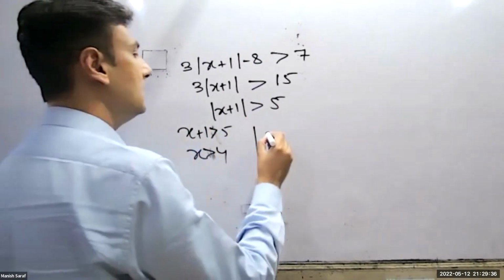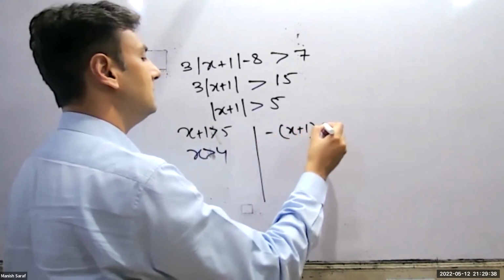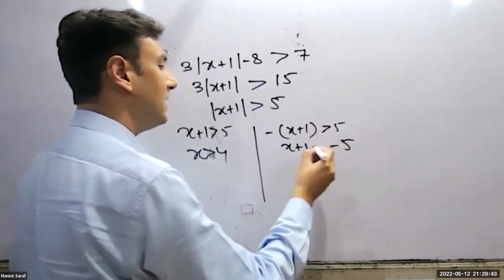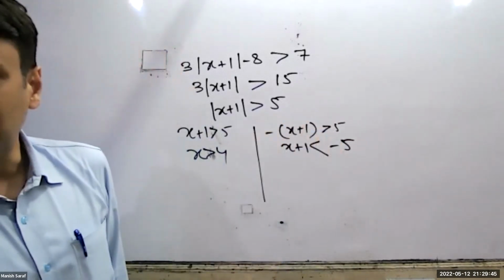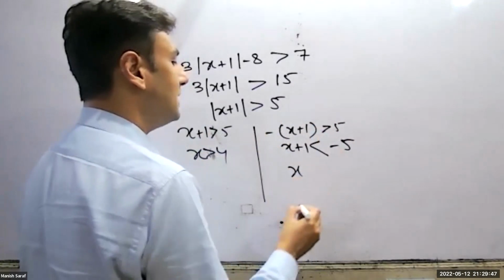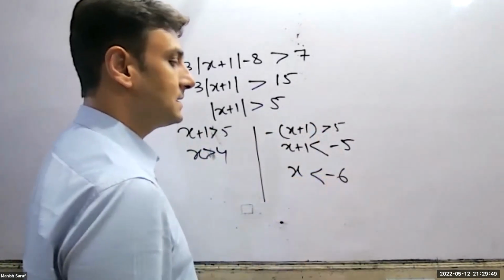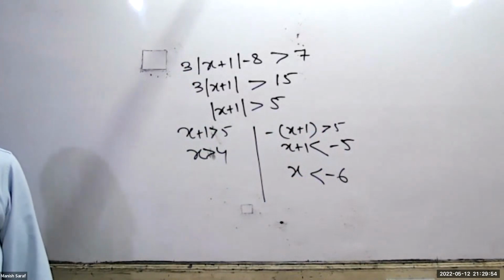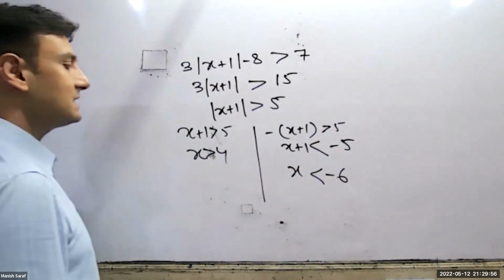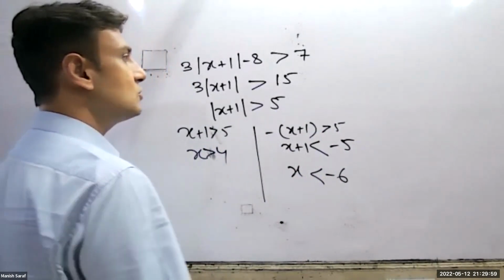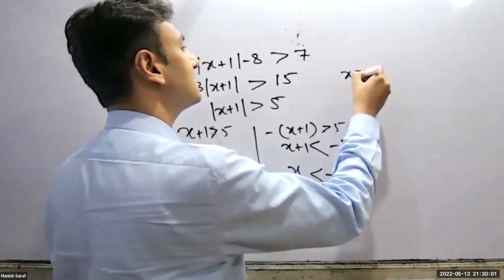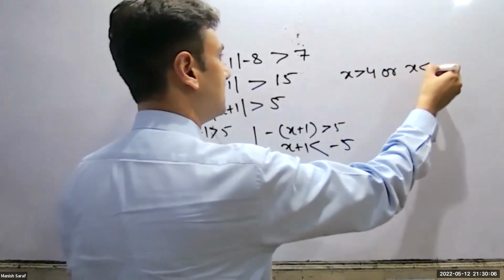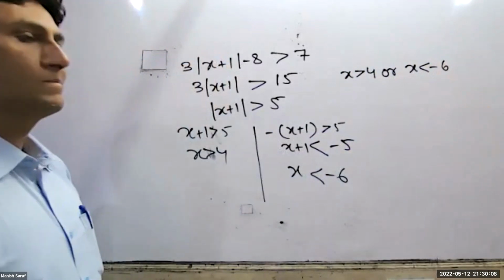Okay, आगे चल. Negative of x plus 1 is greater than 5. X plus 1 is less than minus 5, sign change, क्योंकि minus 1 से multiply किया. So x is less than minus 6. ठीक है? अब तो गड़बड़ है आपका. You have made some mistake somewhere. Maybe in sign change. So answer is x is greater than 4 or x is less than minus 6.